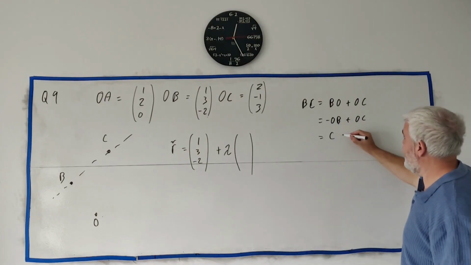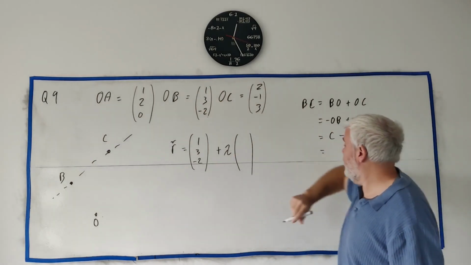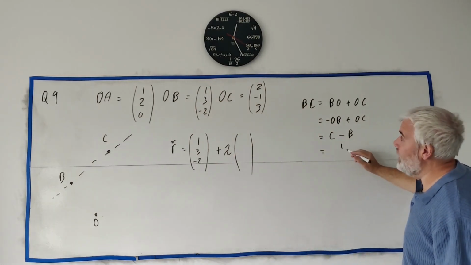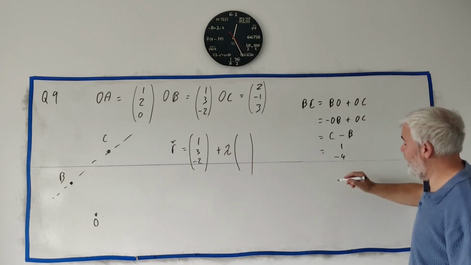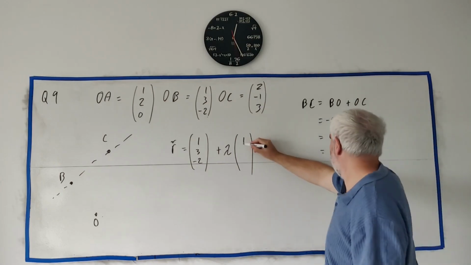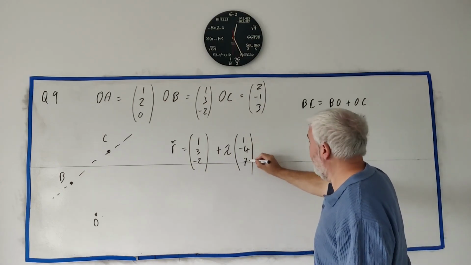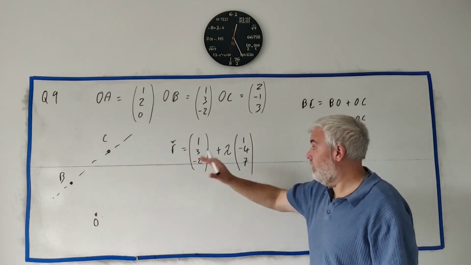This is the same as C minus B, which is 2 minus 1, gives me a 1, and minus 1 minus 3 gives me a minus 4. 3 minus minus 2 gives me 7. So that's a vector that's on this line. This is a vector equation of this line.